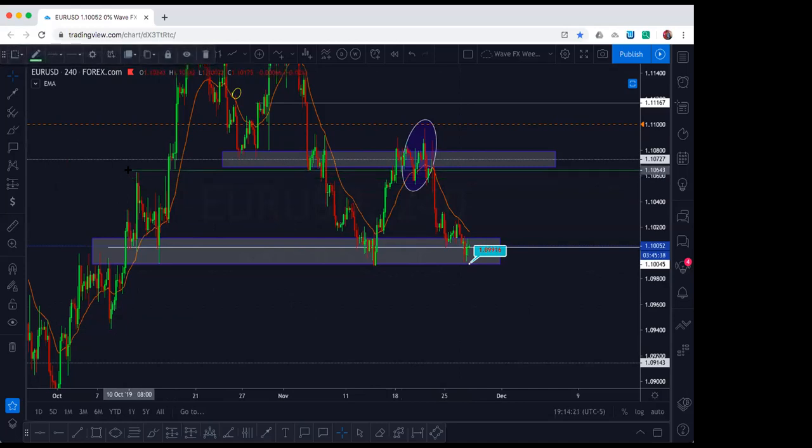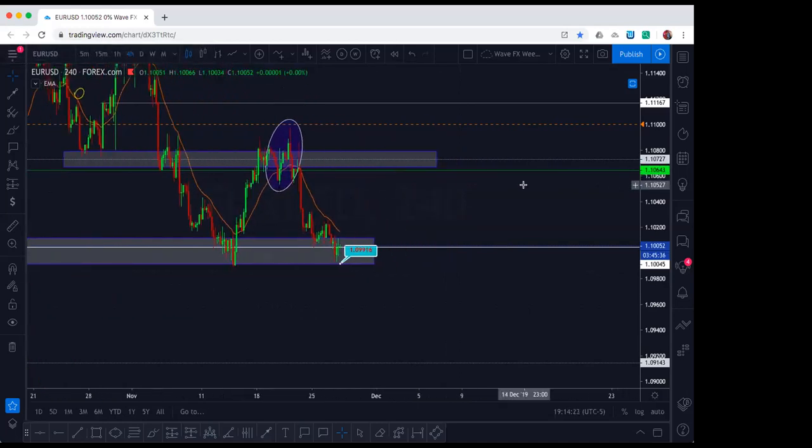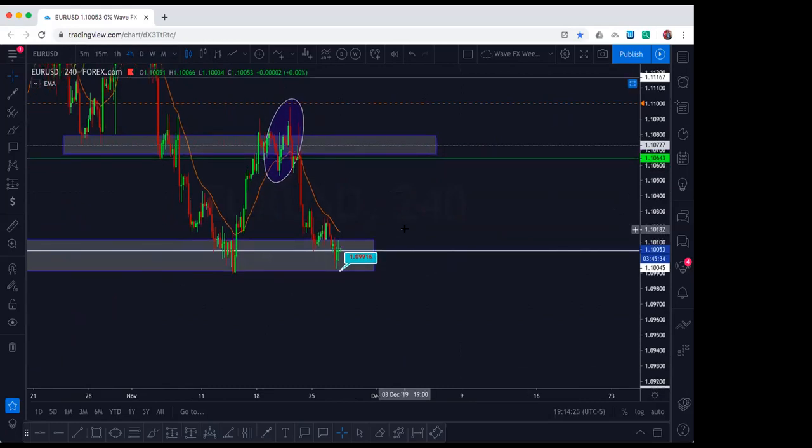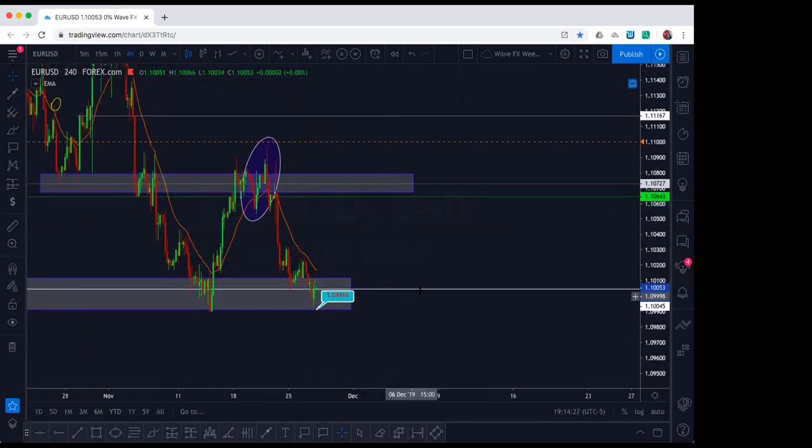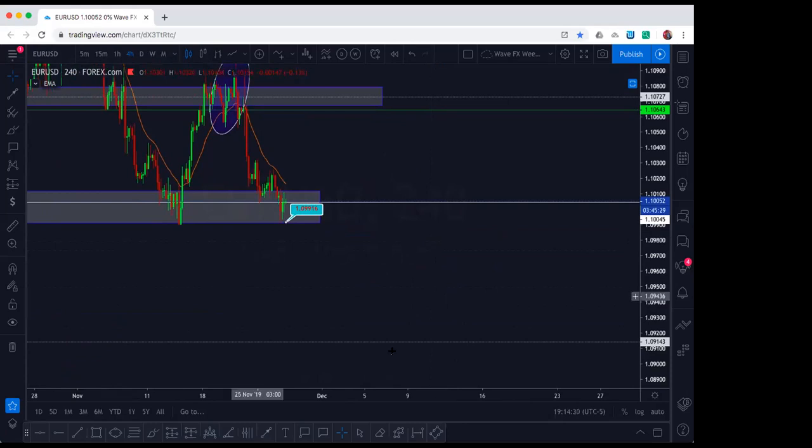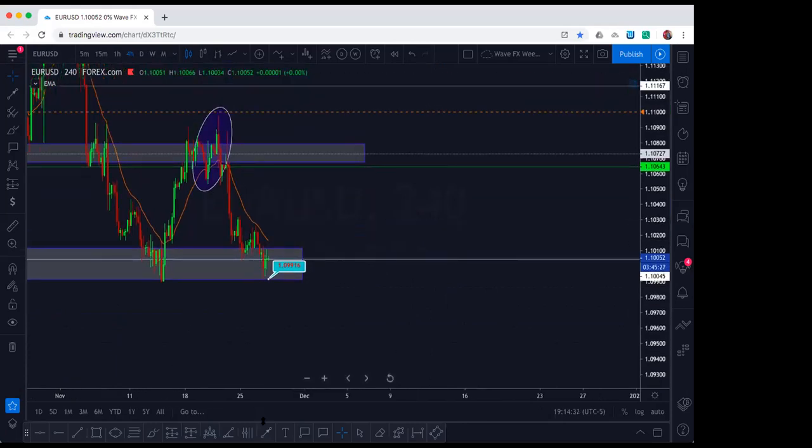Right, so this is what I would actually be looking at coming, finishing off this week, and then heading into next week, we can expect further movements to the downside out of the market.